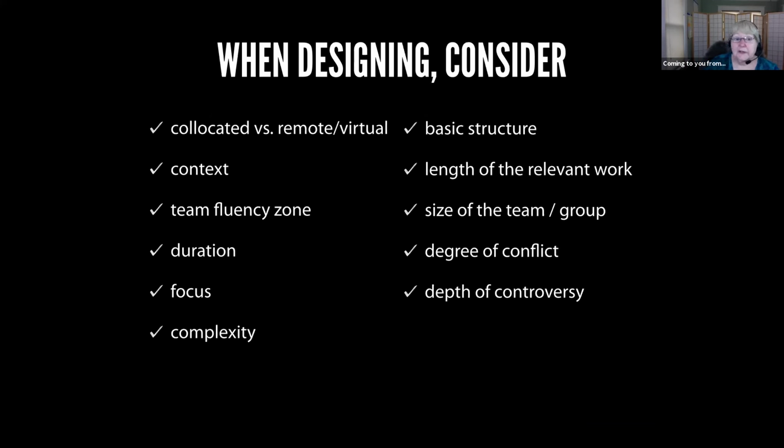Is it going to be a co-located retrospective? Is it going to be remote and virtual? So setting, we really want to think about the setting. What else is going on in the context that we need to take into consideration? If it's a team, do you know their fluency zone? How long can you get for this retrospective? Now that they've all moved online, you may need to do them more frequently, in smaller bites, because you're not going to be able to take as much time with each one. And then also duration.